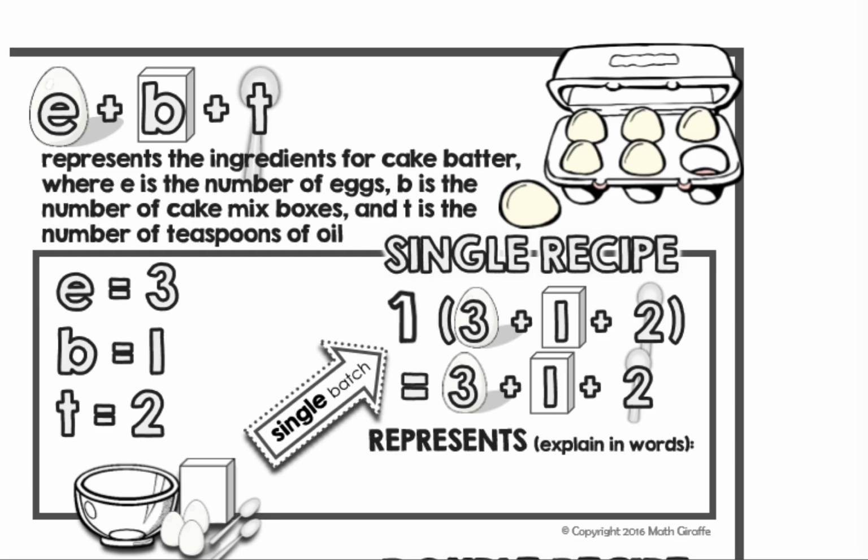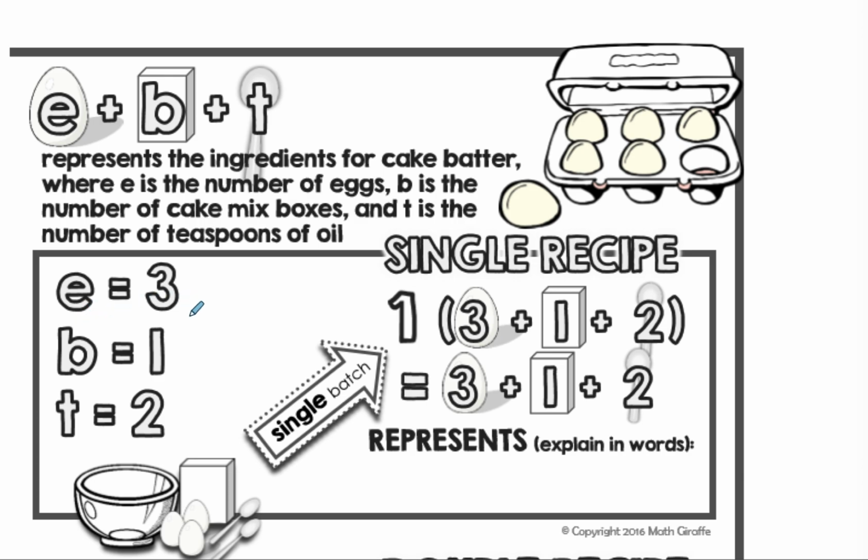All right, next thing we're going to talk about is distributive property and looking at expressions containing distributive property. So here I have a situation where I'm doing some baking, and I've got eggs and boxes of cake mix and teaspoons of oil. So it says E plus B plus T, so this part represents the ingredients for cake batter, where E is the number of eggs, B is the number of cake mix boxes, and T is the number of teaspoons of oil. So for one recipe, and they put a 1 out here in front of the parentheses, we need 3 eggs, 1 box of cake mix, and 2 teaspoons of oil.